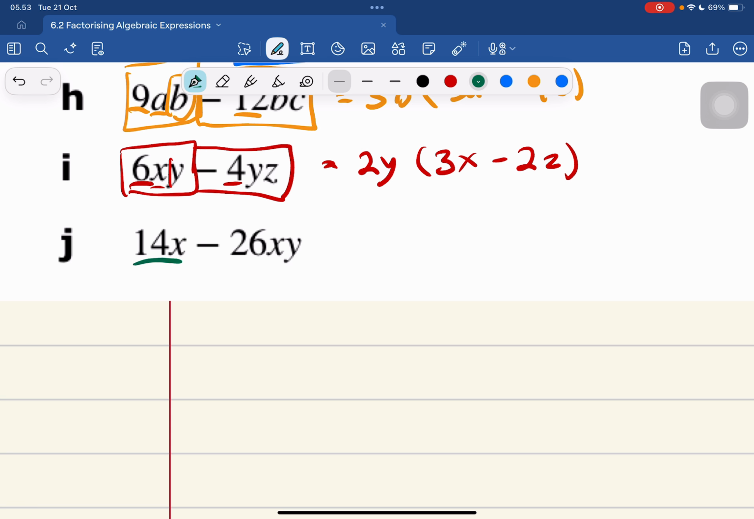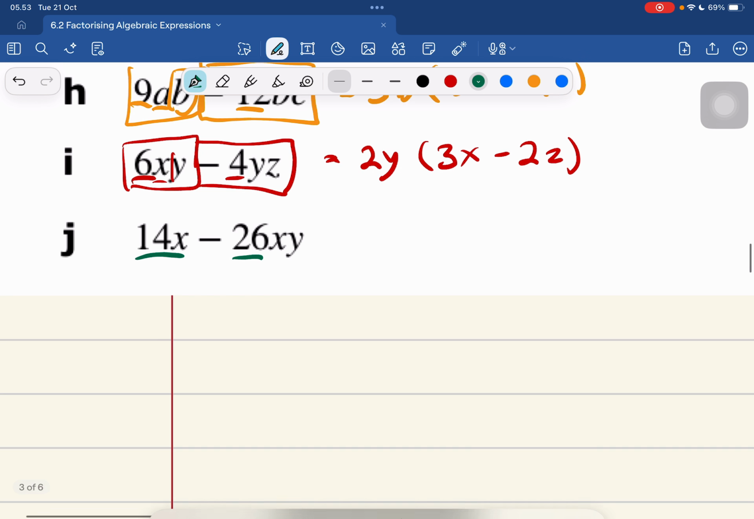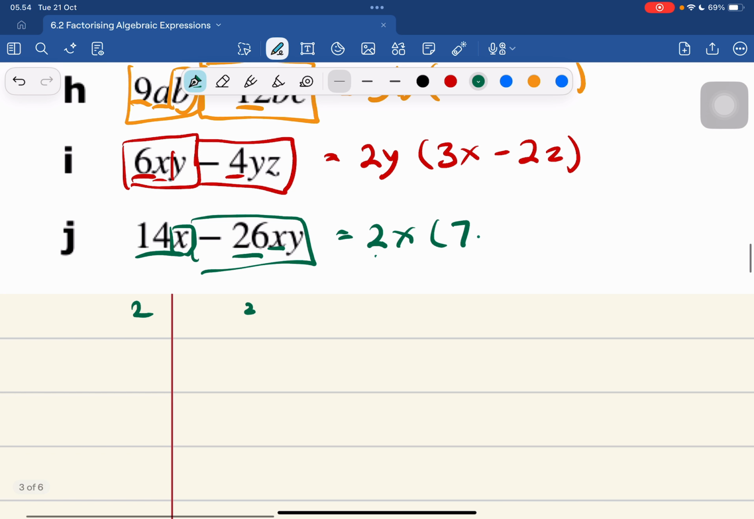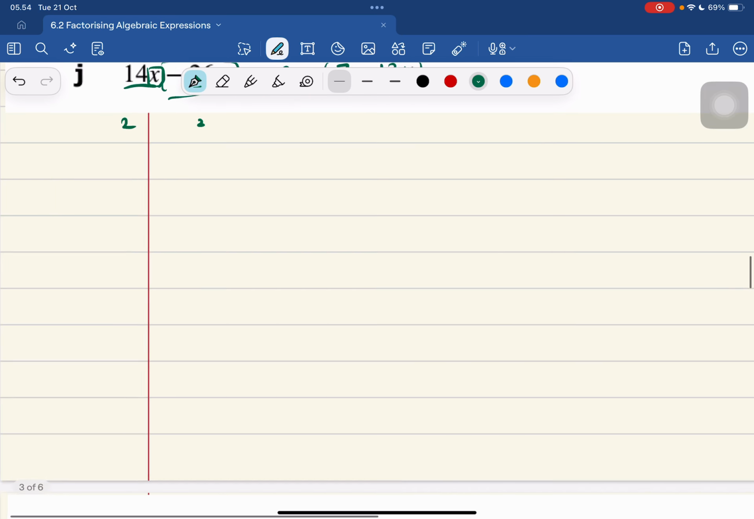Okay, highest common factor of 14 and 26. What is the highest common factor of 14 and 26? Is it 2? Yeah, this is 2. And then look at the letter x and x. So 2 times what number to make it 14 is 7. And then 2x times what number to make it minus 26xy? So this is minus 13y. Okay, there we go.